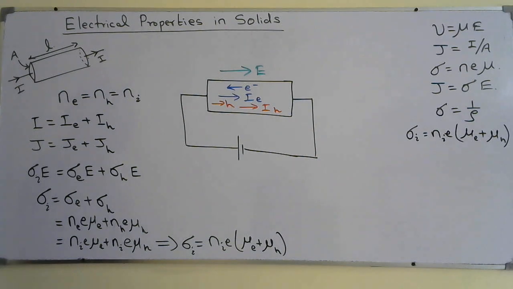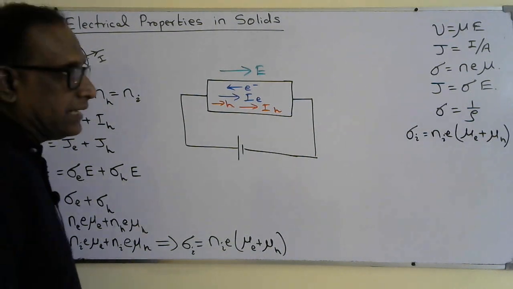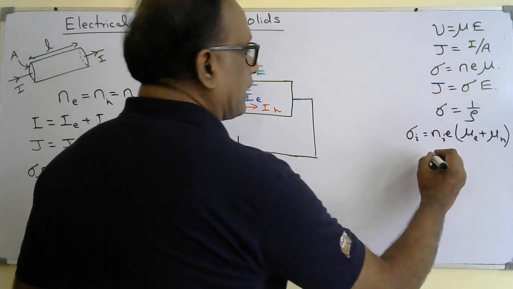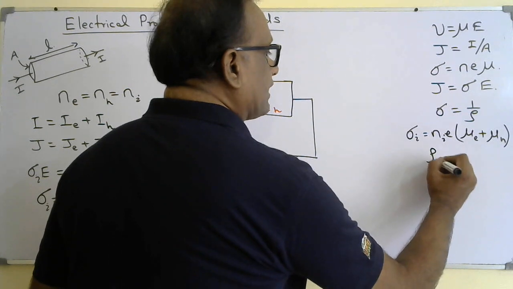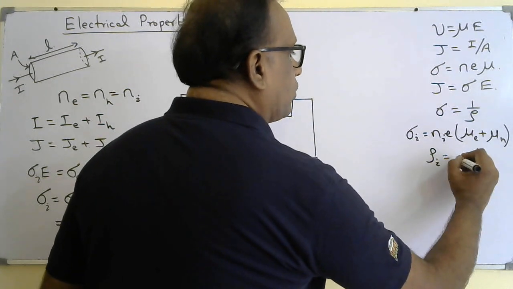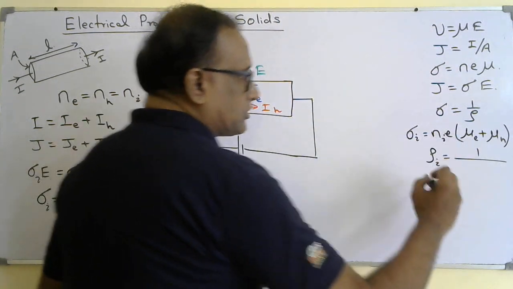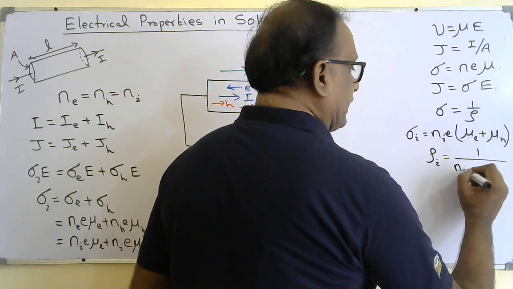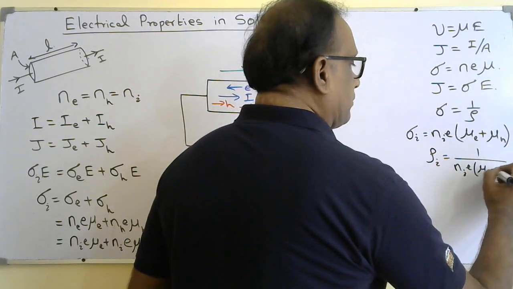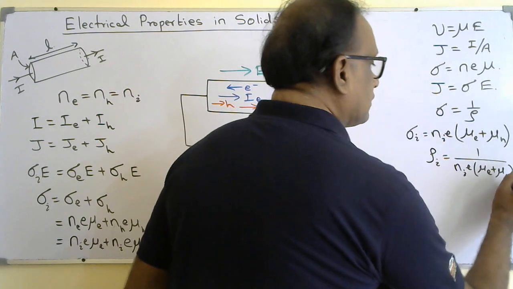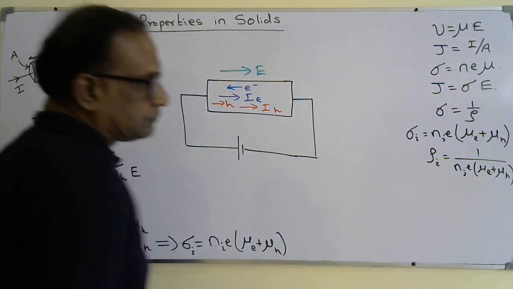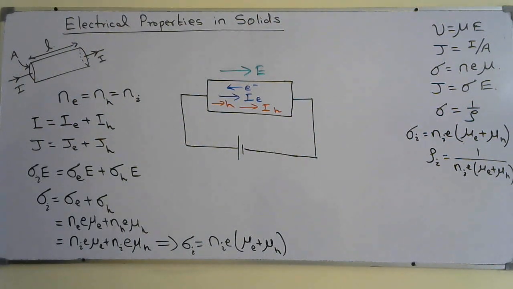So the resistivity of an intrinsic semiconductor, what will it be? It is 1 over sigma i. So the resistivity of an intrinsic semiconductor will be 1 over sigma i, so it's going to be 1 over Ni e into mu e plus mu h. That is for an intrinsic semiconductor.